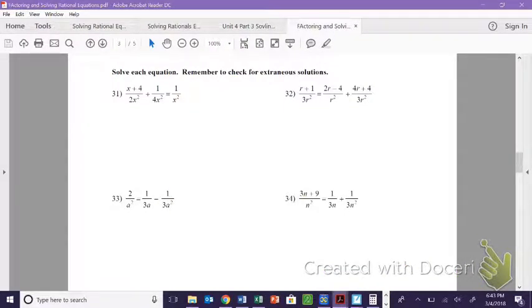Number 31. If you're looking at number 31, we have to find, what's my first step, Autumn? Find the least common denominator, LCD. I told you I was going to write it out every single time. My LCD, they all share an x squared, and the largest one has a 4x squared. So I need to multiply everything and get everything to 4x squared. So let's begin to see how we do that.